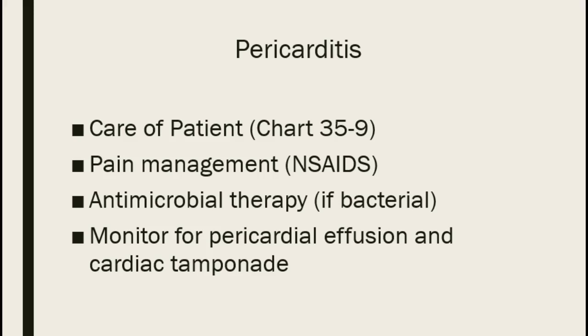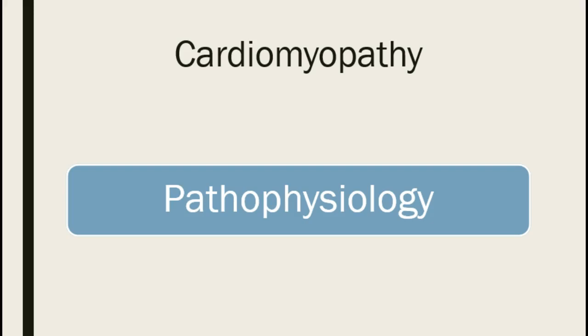For information on how to care for the patient with pericarditis, I'm not going to read it to you. You can read it totally on your own, but I do recommend that you pause and go to chart 35-9, and you'll have a nice list of that. Pain management's going to involve NSAIDs. There'll be some antimicrobial therapy if it's determined that it's bacterial in nature. And then we're going to be monitoring for pericardial effusions and the cardiac tamponade, which, as we mentioned earlier, is an emergency. Next, we move on to cardiomyopathy. And what is cardiomyopathy?